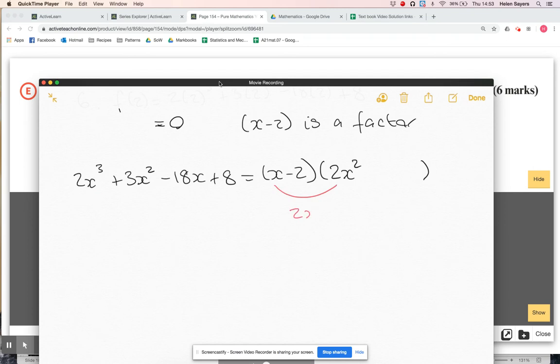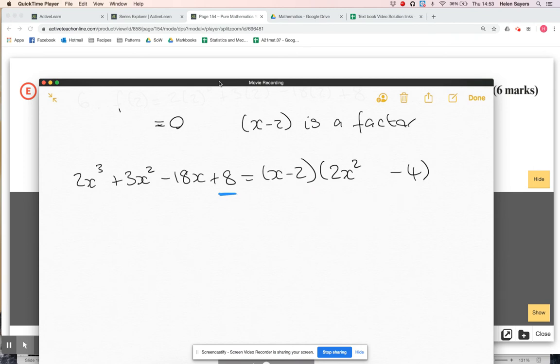Okay. I can also think about the constant. The constant is supposed to be +8, and the only constant I'm going to get is when I do -2 multiplied by the constant in that quadratic. So that tells me -2 times -4 would give me the 8. Those two are always really straightforward to find.